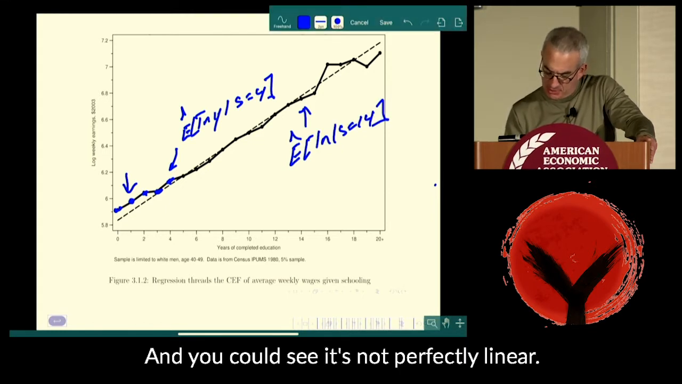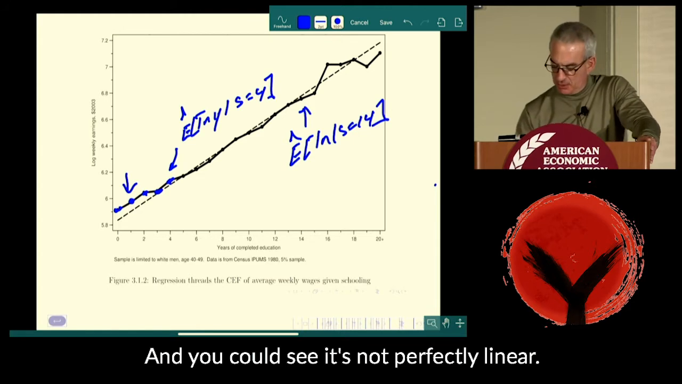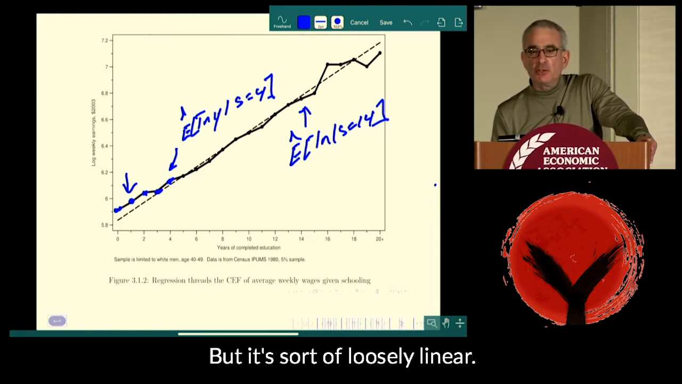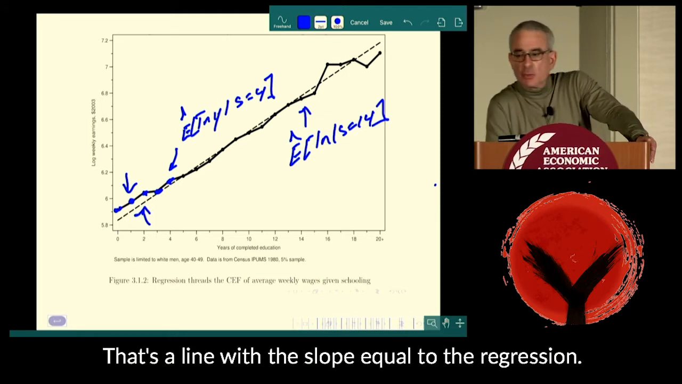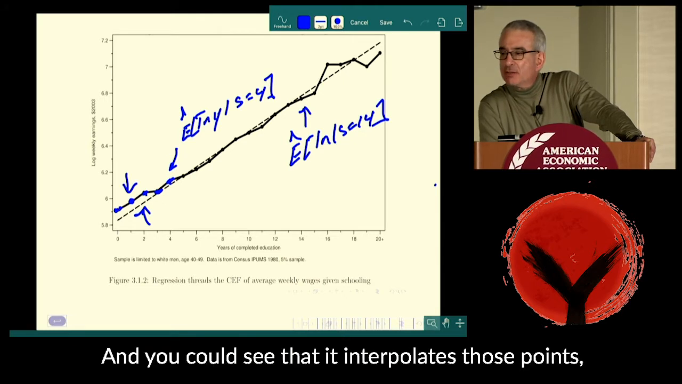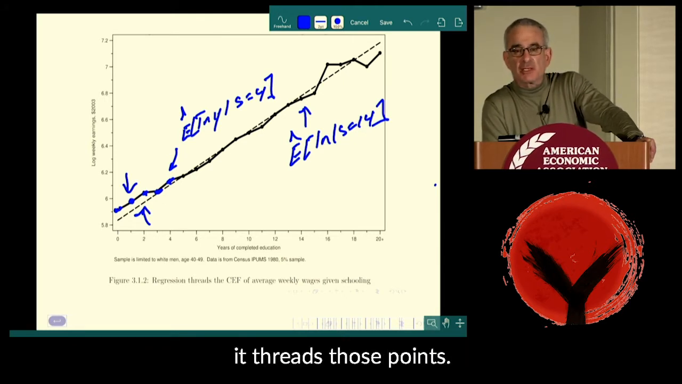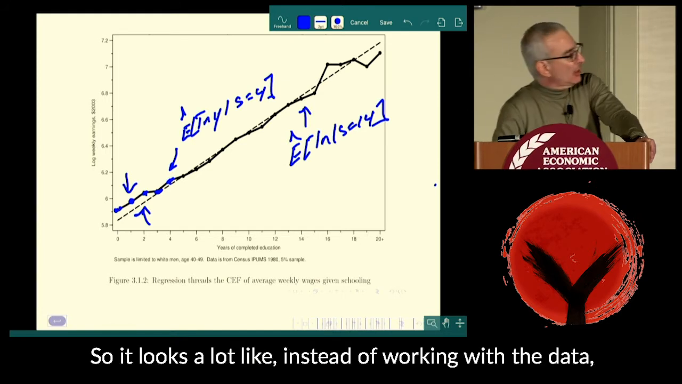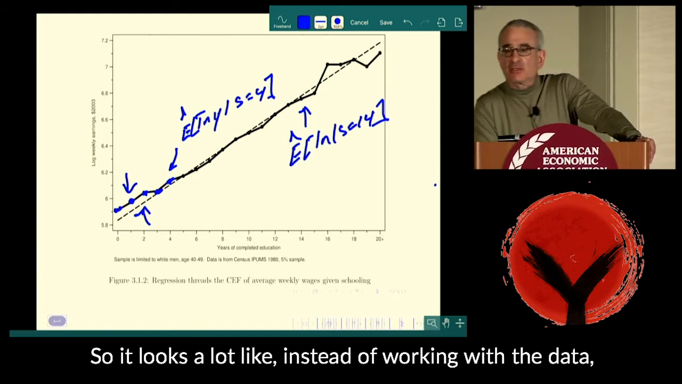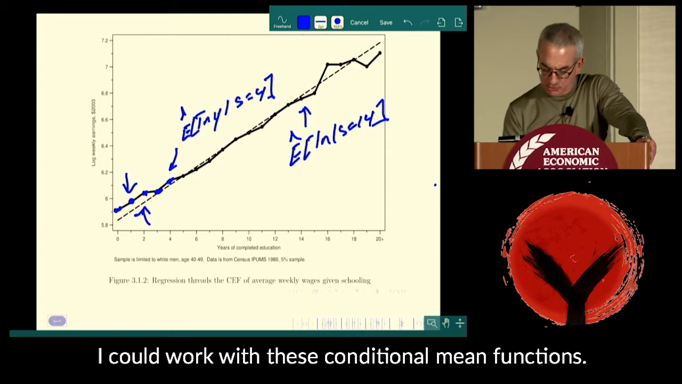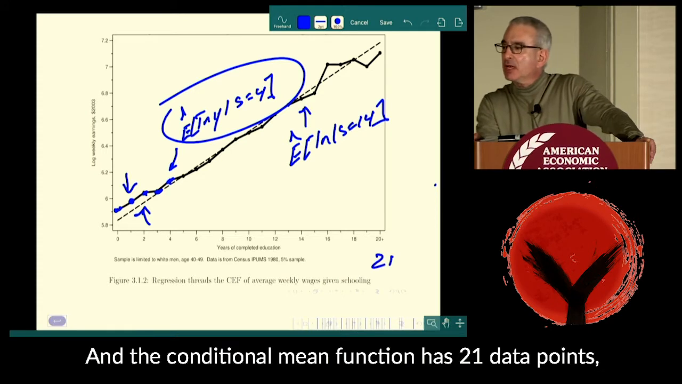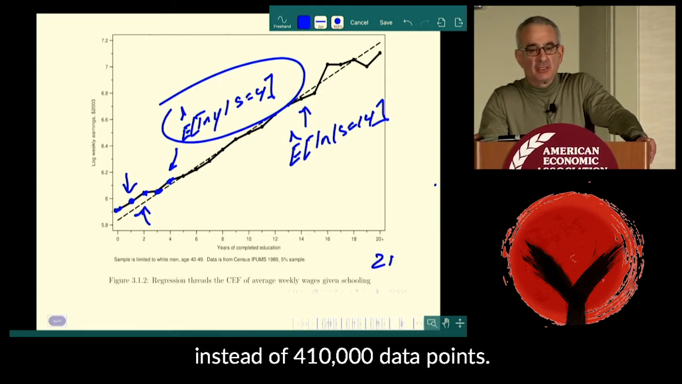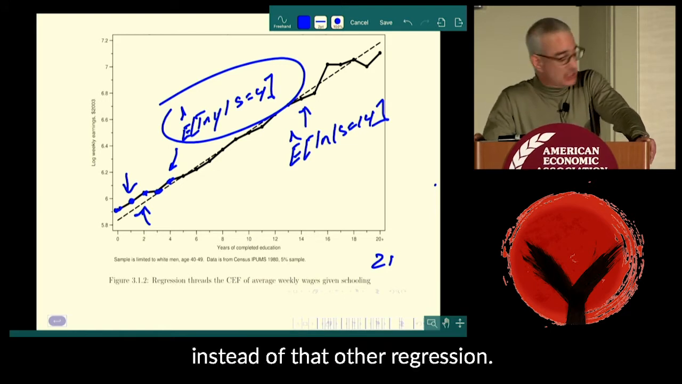And you could see it's not perfectly linear, but it's sort of loosely linear. And then this is the regression slope. That's a line with the slope equal to the regression. And you could see that it interpolates those points. It threads those points. So it looks a lot like, instead of working with the data, I could work with these conditional mean functions. And the conditional mean function has 21 data points instead of 410,000 data points. So I could run this regression instead of that other regression.